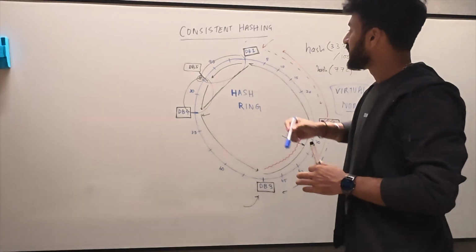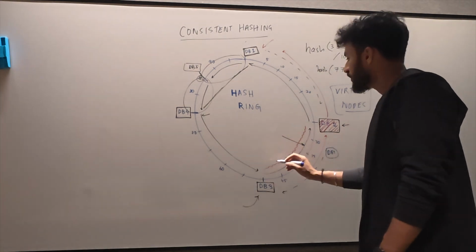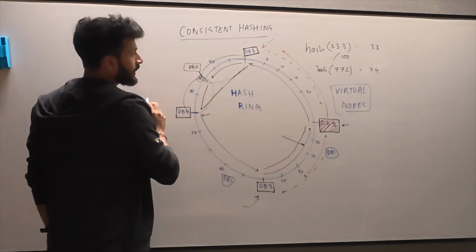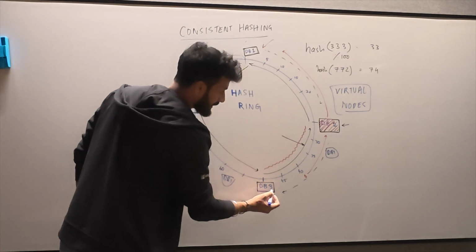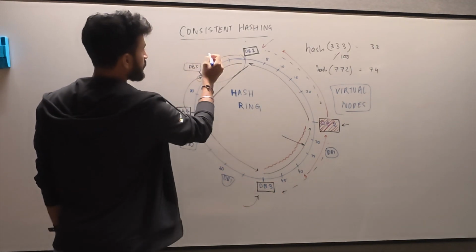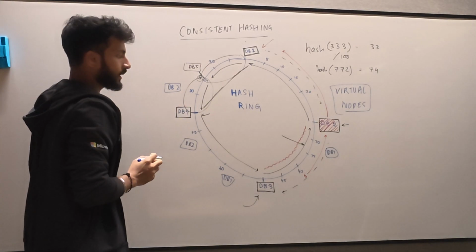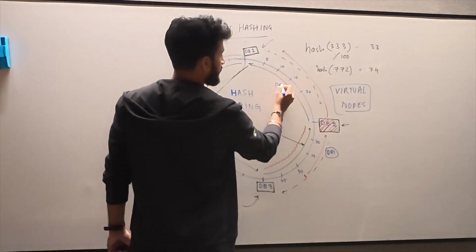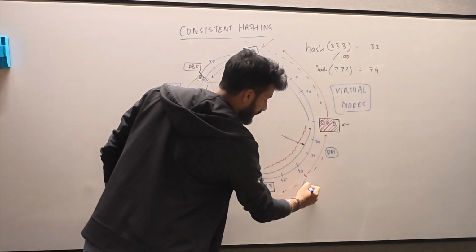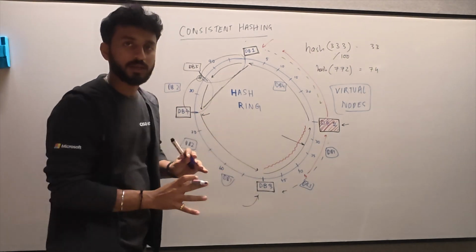So db1, I can distribute db1 to be present here also. I can distribute db2 to be present here also. And I can distribute db4 to be present somewhere here, and db3 to be present somewhere here. So let's say I'm distributing all the databases into multiple locations now.